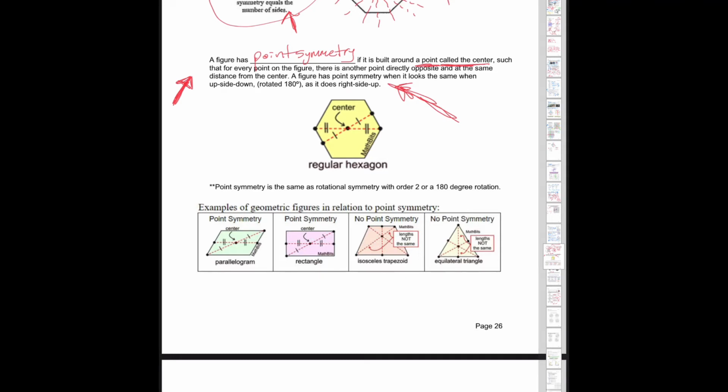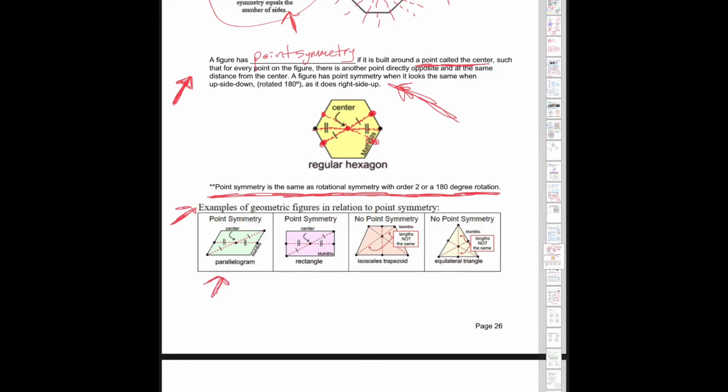So let's take a look here. If we took this point here and went across, it would be the exact same distance to the other side. Same goes for here to here. That is what we call point symmetry. We're looking at points. Don't get this confused with line symmetry. So we're going to talk about rotational symmetry as well. So keep this piece of information here in mind. So now let's look at some examples of point symmetry.